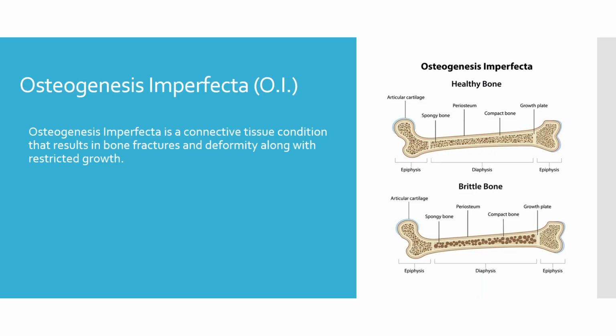So next we're going to talk about osteogenesis imperfecta. I'll refer to it as OI, the abbreviation. So it's a connective tissue condition that results in bone fractures and deformity along with restricted growth. So I have a little illustration here that can show a normal healthy bone versus the brittle bone. And you can see how spread out the bone is, the periosteum and the spongy bone. It's very spread apart. It's not solid like it should be.